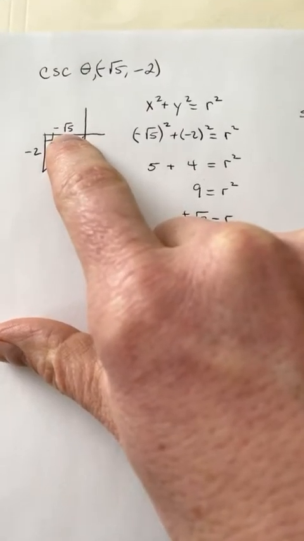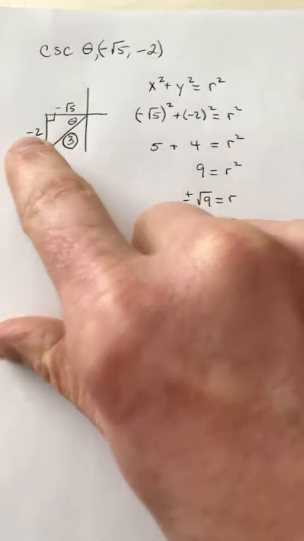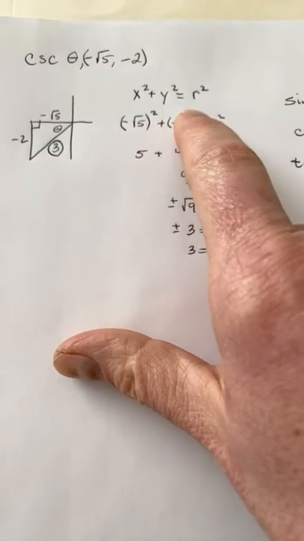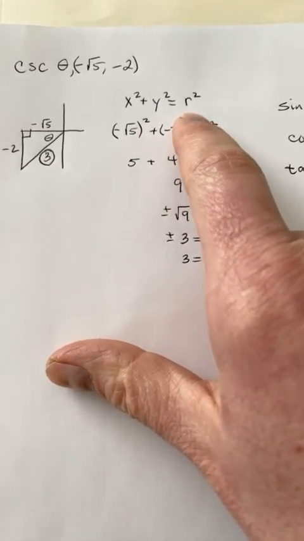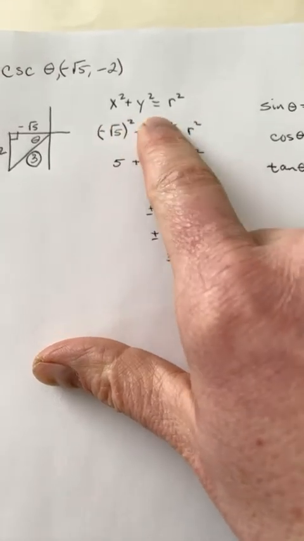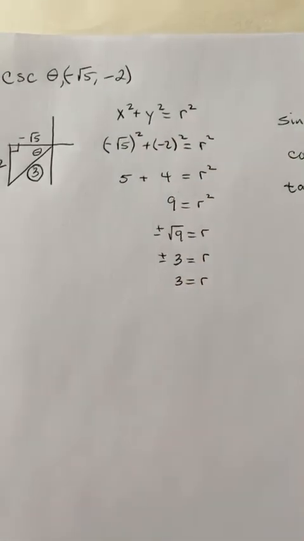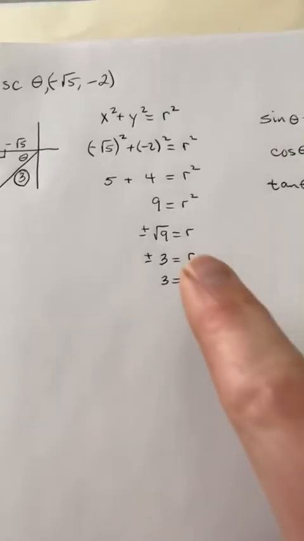And then I've got to use the Pythagorean Theorem to find the missing side, which is the hypotenuse. But since we're dealing with coordinates, instead of a squared plus b squared equals c squared, we're using x, y, and r in place of a, b, and c. So be careful here. I made sure to put parentheses around that.